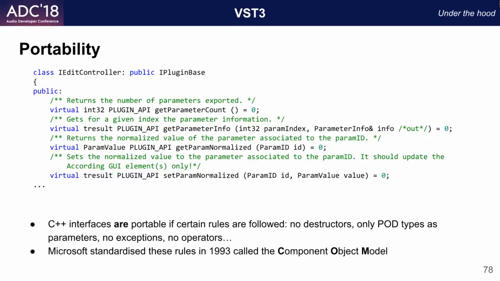And you know, Steinberg was not the first to realize this. Microsoft, in 1993, 3 years before VST1 came out, realized that you could use this as a standard to talk to plugins that were built by different compilers, and they called this the component object model, COM. Who has heard of COM or ever dealt with COM? Wow, okay, I wasn't expecting that. That is like 90% of the room.